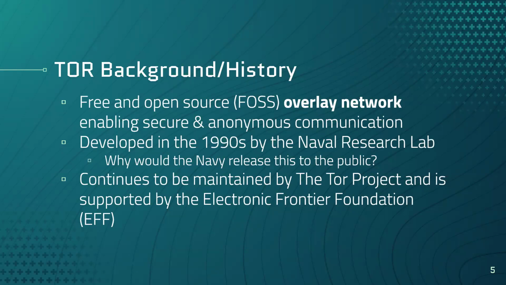So for those who aren't familiar with it, Tor is what's considered an overlay network. So it works on top of the internet protocol, which we talked a lot about different networking protocols in our last workshop. It's free and open source. So this is given free of charge and open code to the world from the Tor project. And it enables you to have secure and anonymous communication over the internet. Onion routing was developed in the 1990s by the Naval Research Lab.